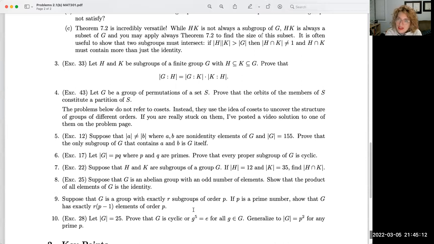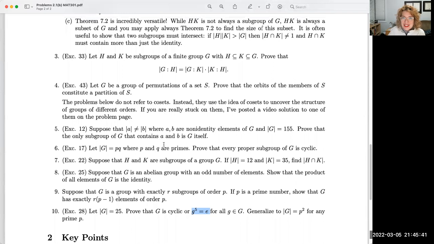Well, we've eliminated the case where it's cyclic. So all the elements have to have order 1, or they have to have order 5. If they have order 5, this is true. If they have order 1, this statement here is also true. So that's it for order 25. And then the argument goes the exact same way if P is prime.